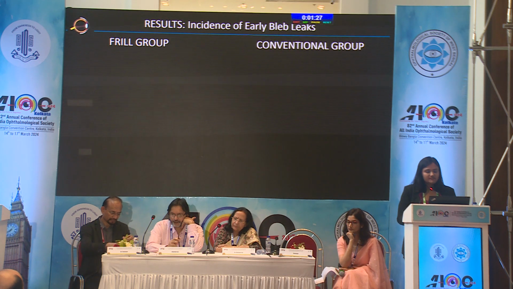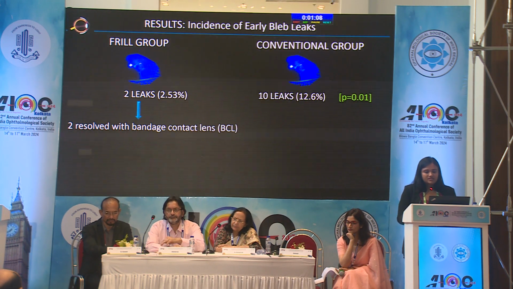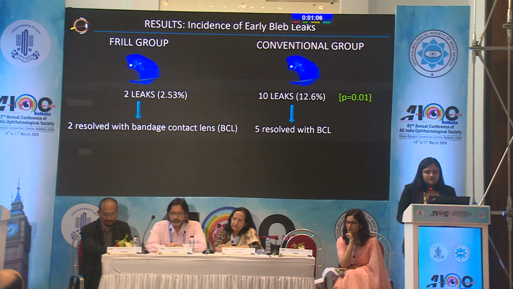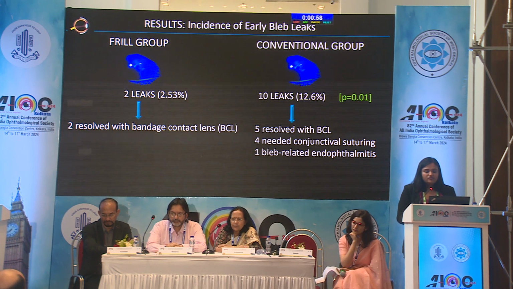But when we looked at the incidence of the early bleb leaks, in the frill group we had 2 leaks, both of which resolved with conservative management with a bandage contact lens, and no additional intervention was required. On the other hand, the conventional group showed a significantly higher number of leaks, that was 12.6%. Of these leaks, 5 resolved with a bandage contact lens, 4 needed conjunctival suturing for persisting leaks, and 1 developed a bleb-related endophthalmitis.